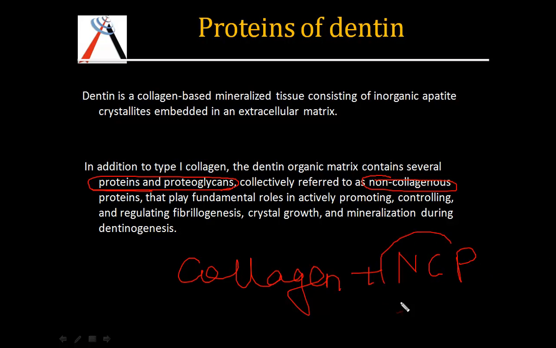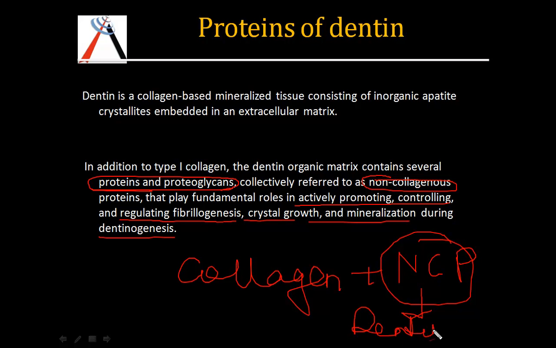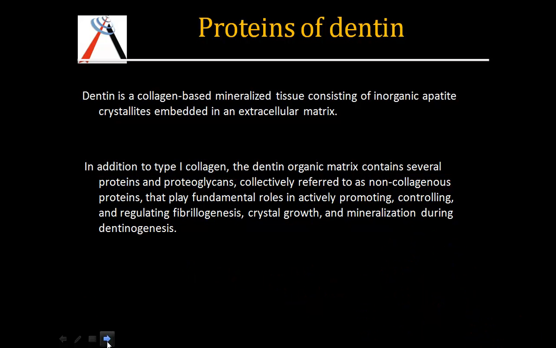Now the function of these non-collagenous proteins is that they help in actively promoting, controlling, and regulating fibrillogenesis, crystal growth and mineralization during dentinogenesis. So the non-collagenous proteins present in dentine are actually responsible for and help in the process of dentinogenesis. This is something similar to what we saw earlier, like the enamel matrix proteins played an important role in amelogenesis. The proteins of dentine play an important role in the process of dentinogenesis.